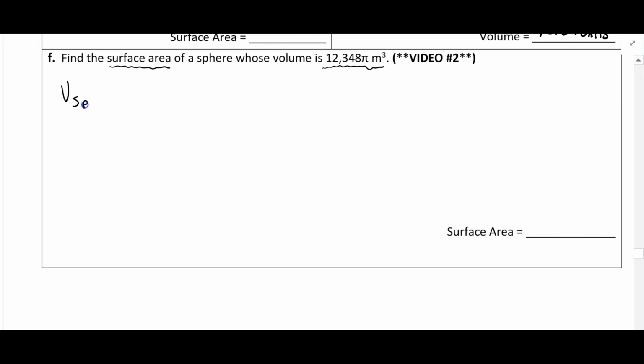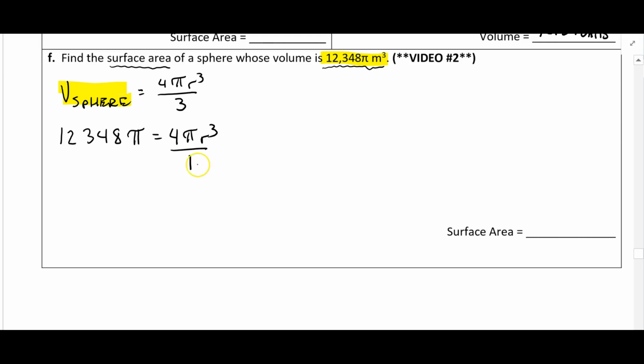So I know the volume of a sphere is equal to 4 pi r cubed over 3, and they give us the volume, that's 12,348 pi, so let's go ahead and substitute that in. 12,348 pi is equal to 4 pi r cubed over 3. Alright, and I see that there's a pi on both sides, so I can divide those out. Those will cancel out. And since I have a fraction on the right, I'm going to put a fraction on the left as well, and now I can cross multiply.